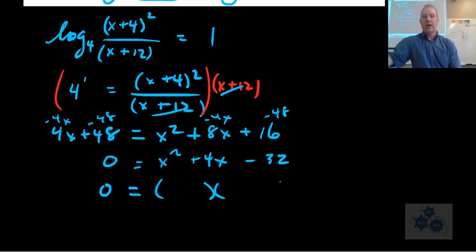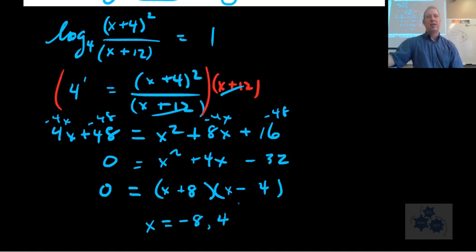Are there 2 integers that multiply to negative 32 and add to 4? Looks like x plus 8 and x minus 4. So if you let each of these equal 0 and solve for x, you have negative 8 and positive 4. And then, of course, you have to check for extraneous roots.